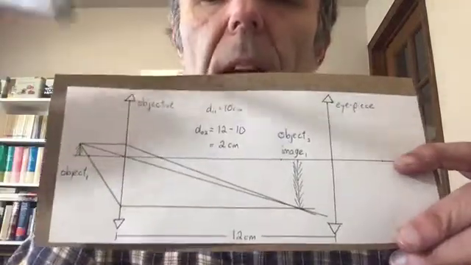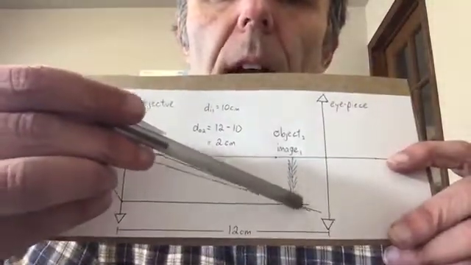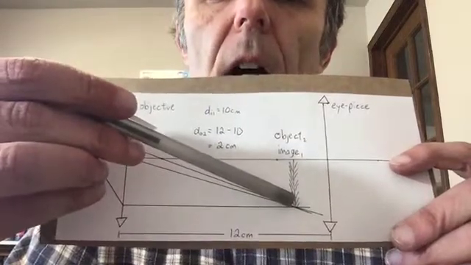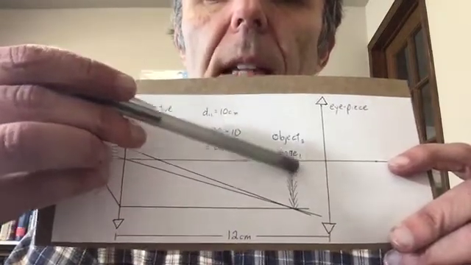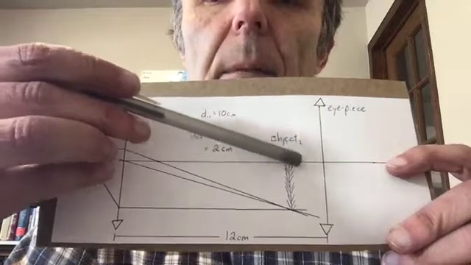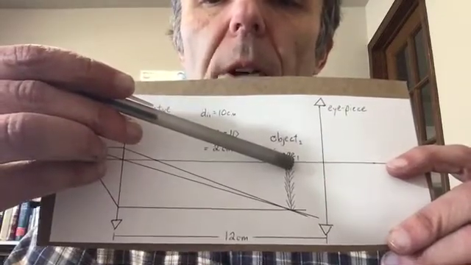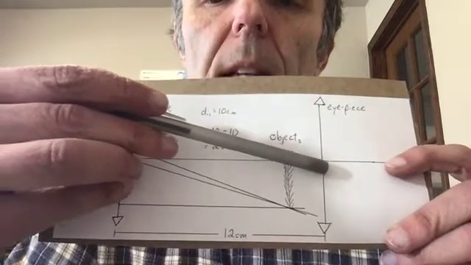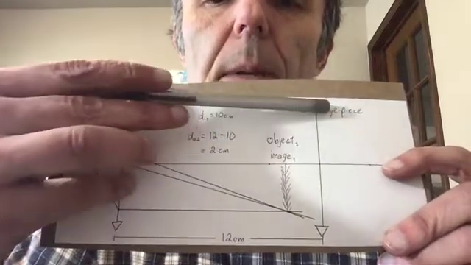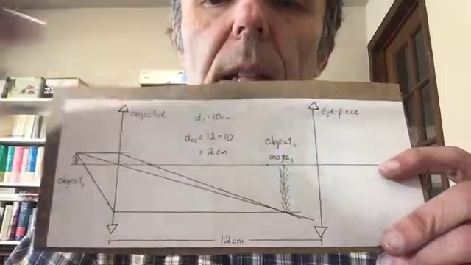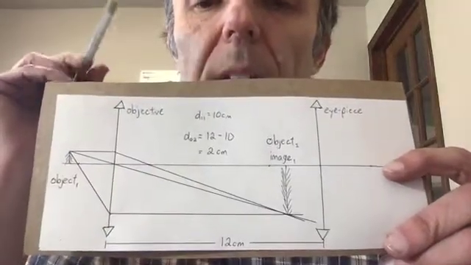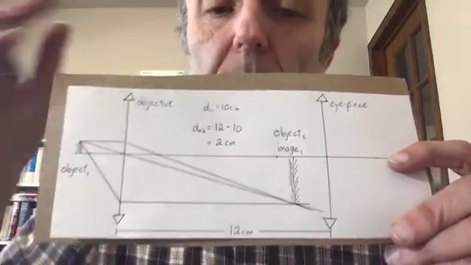So what we have now is we're going to take this, which is our image 1, and call that the object 2, the second object. And that's going to become the object for this lens. So what we have is a problem where you have an object 2 centimeters from an eyepiece which had a focal length of 3 centimeters. What is the image that it produces?